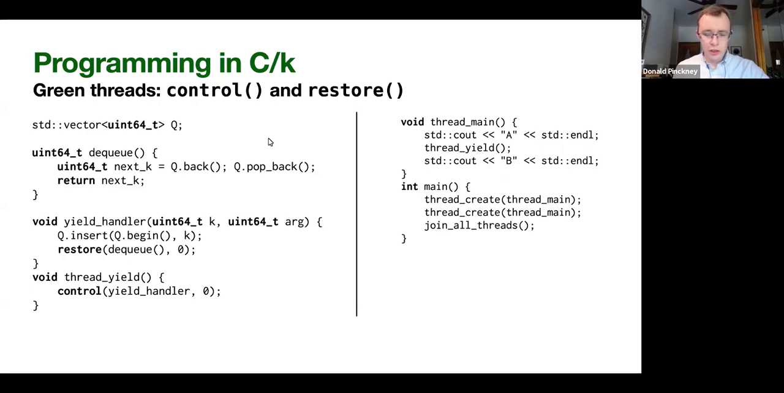So the first example to go through is maybe the most salient one, which is building a green threading library using CK. So on the right, let's start on the right. We have the client code on the right, and it has a main function which creates 2 threads on this thread main function, and then joins. Okay, I'm not going to show the thread create and join code in this slide. It's in the paper, but let's focus on how this yield works.